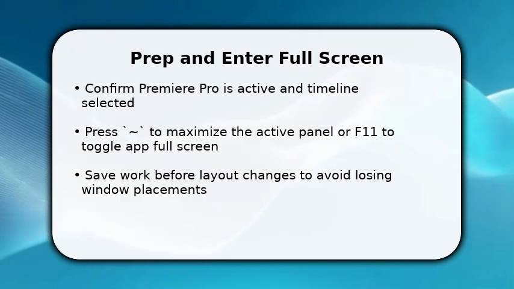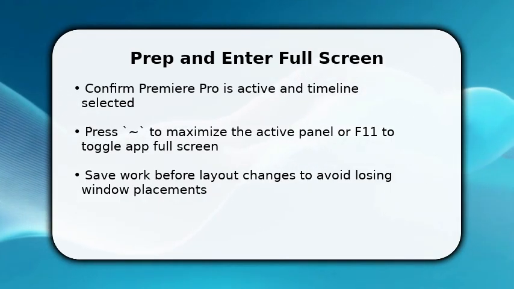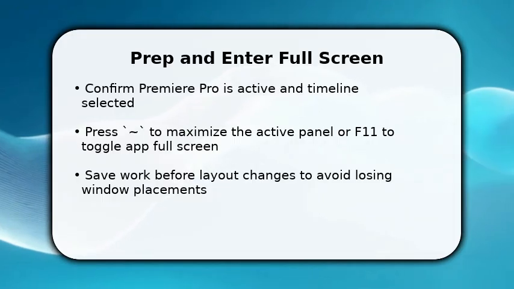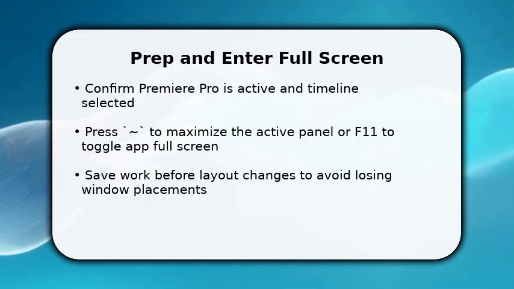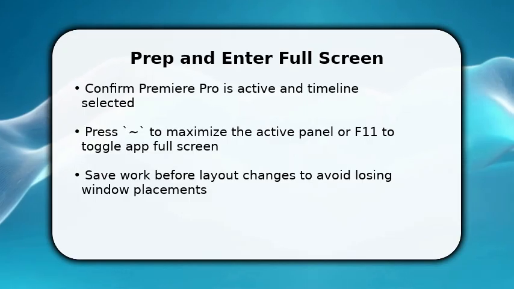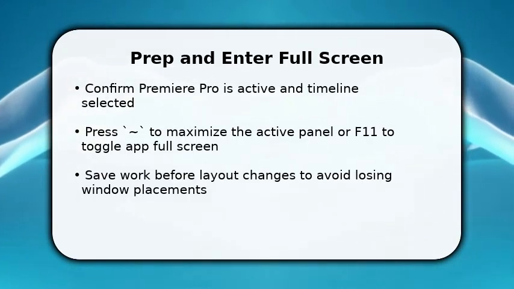Enjoy the video. You start by making Premiere Pro the focused app and picking the panel you want full screen, usually the program monitor or timeline. Once done, press the key to maximize that panel within the workspace. This hides other panels but keeps Premiere running normally. If you prefer the entire app full screen on macOS, press Ctrl-Command-F or F11 on Windows. Make sure to save your project first so layout changes won't risk unsaved edits.